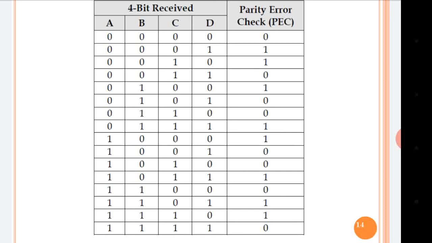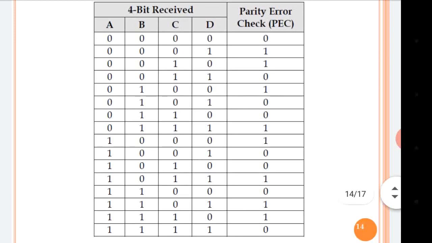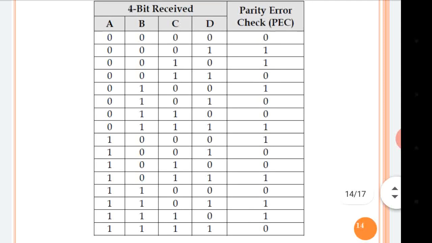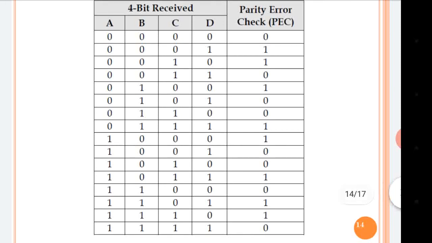So observe, whenever the number of ones is even, the PEC bit is 0. The first case, then 0 0 1 1, that is the fourth case: the total number of ones is 2, which is even, that's why PEC is 0. Also the second case, 0 0 0 1: the total number of ones is 1, which is odd, that's why there is an error and the PEC bit is 1, and so on.